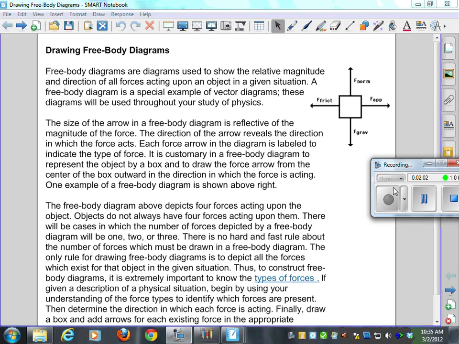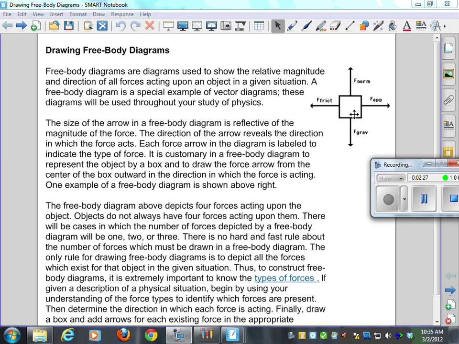Okay, so right here. The free body diagram above depicts 4 forces acting upon the object. Objects do not necessarily always have 4 forces acting upon them. There will be cases in which the number of forces depicted by a free body diagram will be 1, 2, or 3, or 4, I suppose. There is no hard and fast rule about the number of forces which must be drawn in a free body diagram. The only rule for drawing free body diagrams is to depict all the forces which do exist for that object in the given situation.